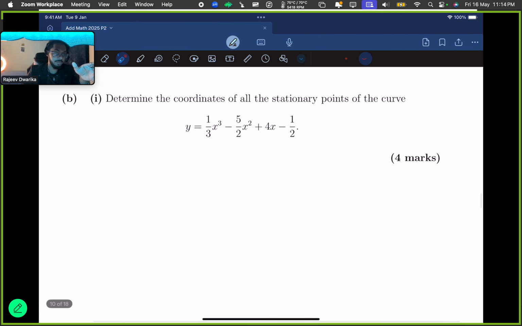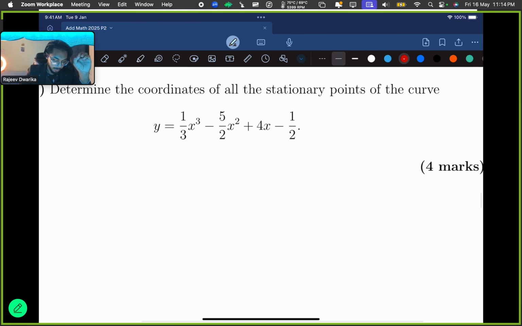Alright, part B now. Determine the coordinates of all the stationary points of the curve. So I don't know how I get this correct, and I didn't check over. I feel I didn't check over because I get this correct, but did the previous question very wrong. Well, let me see how it does go.